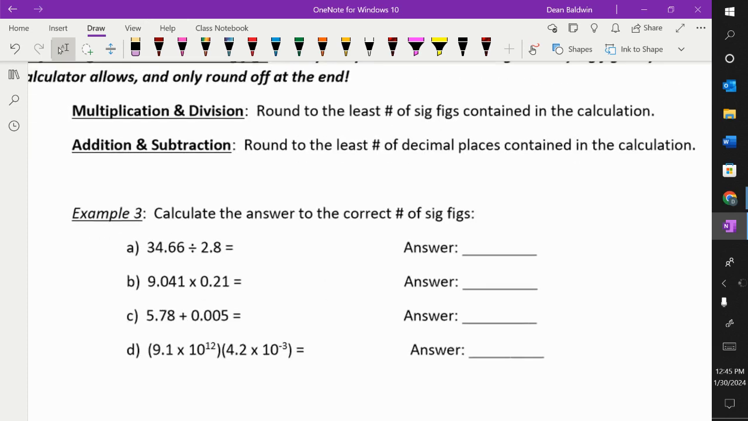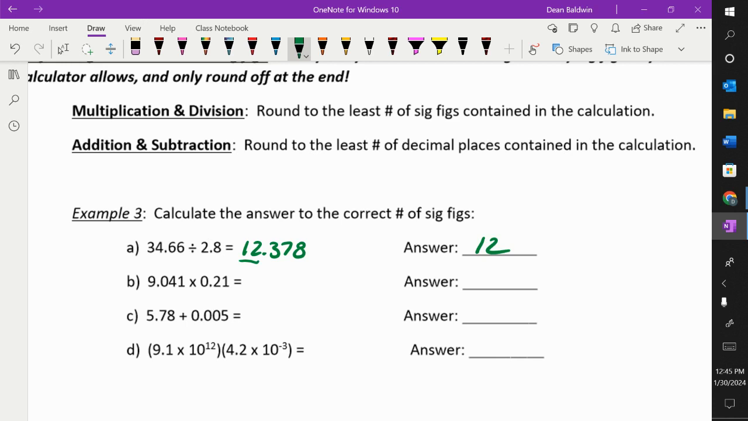So 34.66 divided by 2.8. If you do that on your calculator, you will need a scientific calculator. You get 12.378. How many sig figs does my answer need to have? 2. So what's the answer? 12. All right, you take the first 2. The 3 doesn't kick it up, so it's just 12.